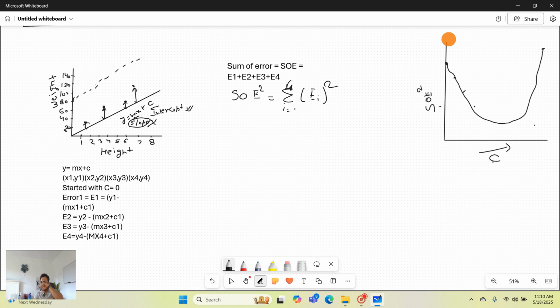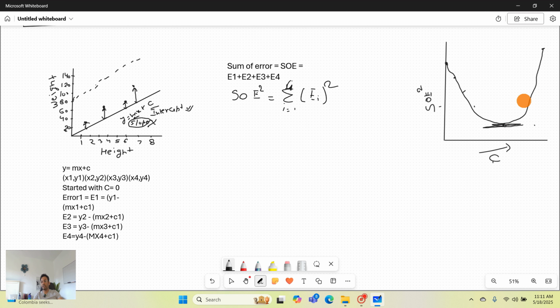This is what the graph is. So now our goal is to find this point where the error is the least. As you can see, I draw a tangent line for this point. The tangent should be 0. That's our goal now for this parabola.